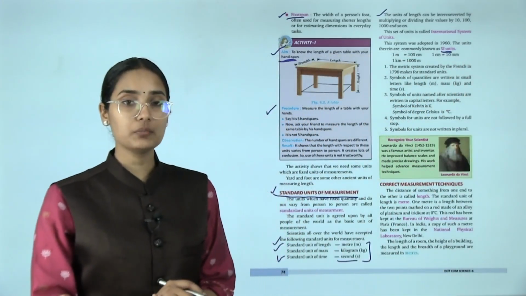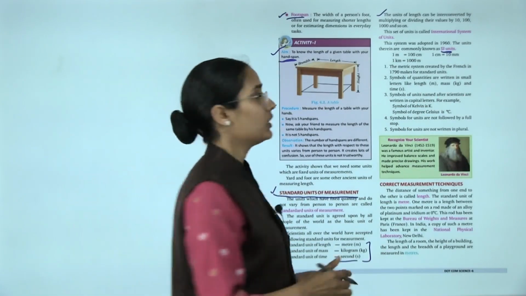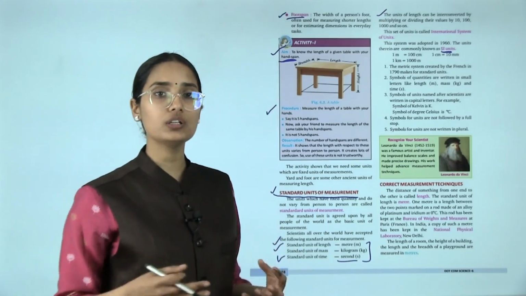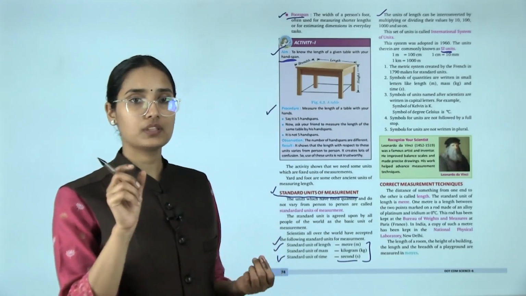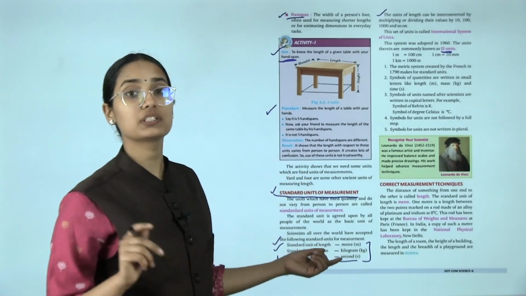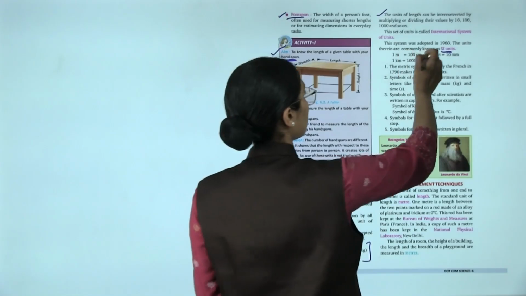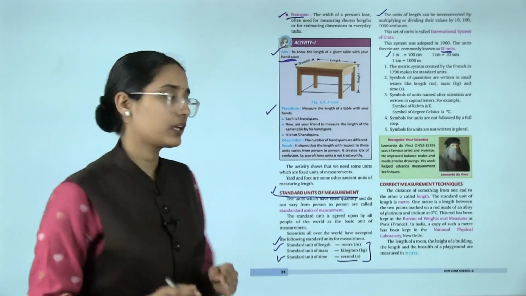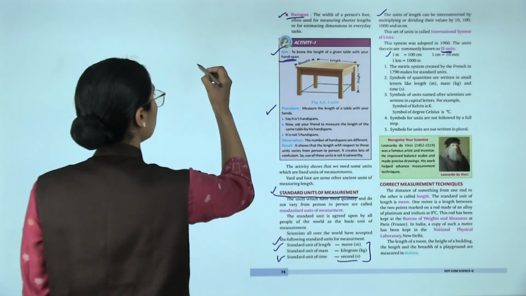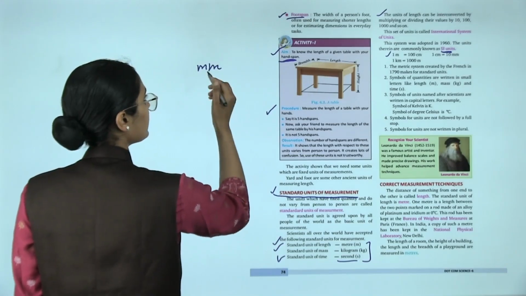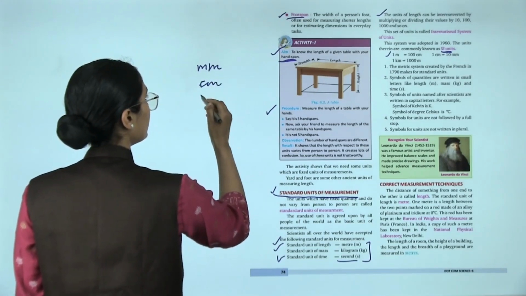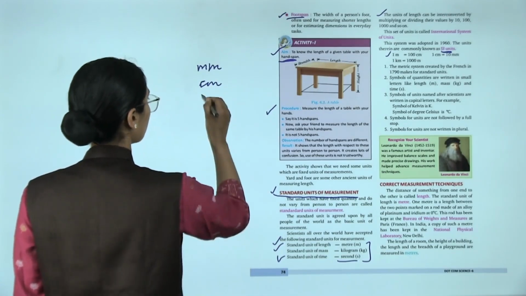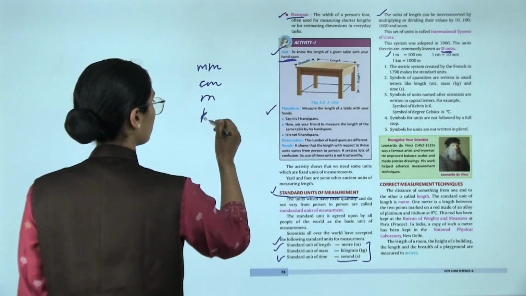So 1 meter is equal to 100 centimeters. Centimeter, meter, kilometer, millimeter, these are all measurement units for length, but the standard unit of measurement is meter, okay. So the smallest unit of measurement is millimeter, then comes the centimeter, then comes the meter, and next the kilometer, okay.